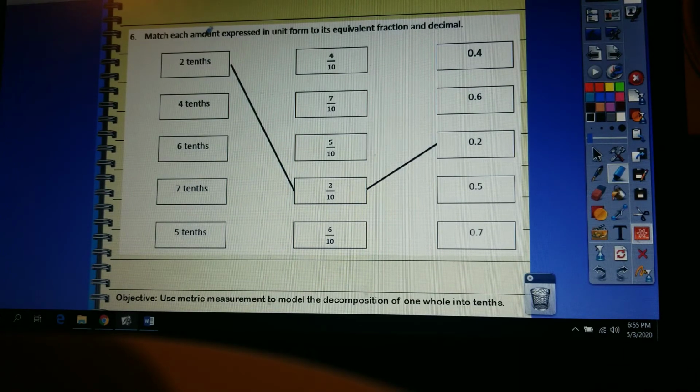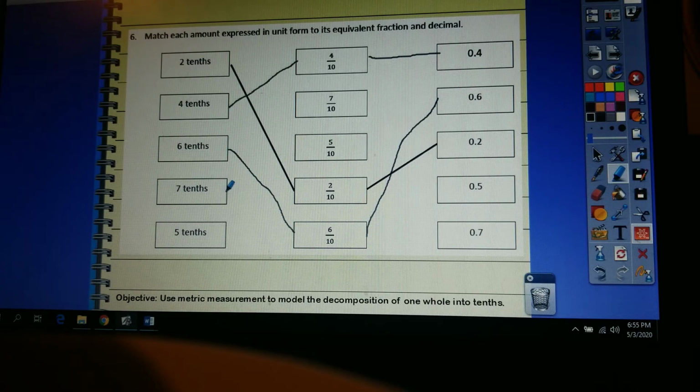So here it says match each amount expressed in unit form to its equivalent fraction. Ooh, equivalent. What does that mean again? You're exactly right. Equivalent means they are equal. And it's the equivalent decimal. They're all equal. Okay, so we have 2/10 equals 0.2, decimal 0.2. 4/10. Where am I going? I'm going up. 4/10, which equals 0.4. Well, that's not too bad. 6/10. Wow, we're going to go down. And 6/10. Wow, I got to go all the way up. Okay, ready? Ooh, there we go.